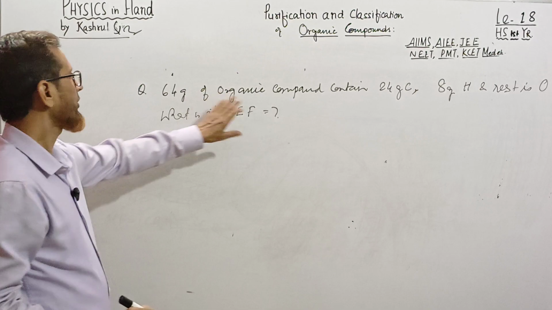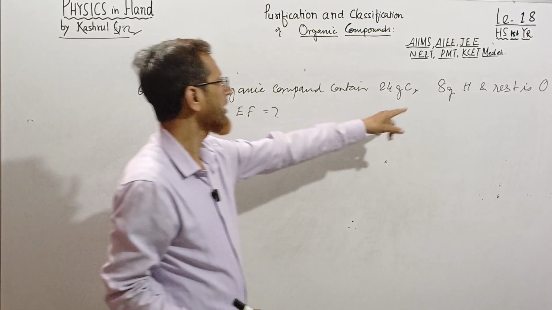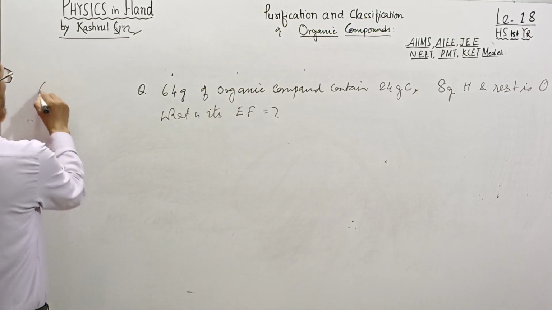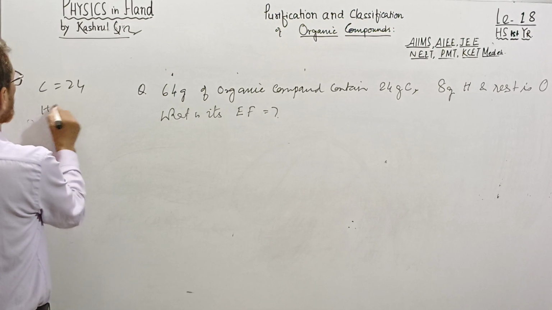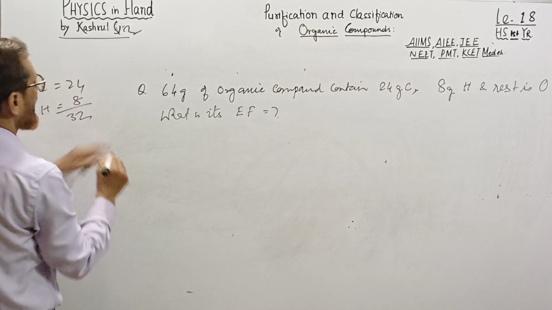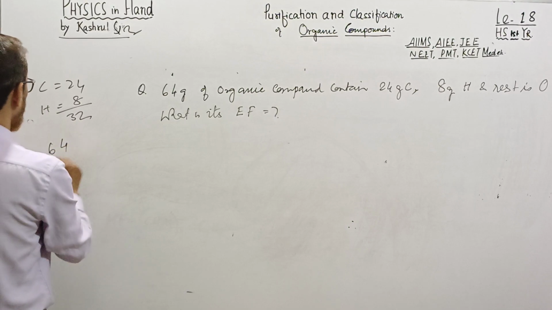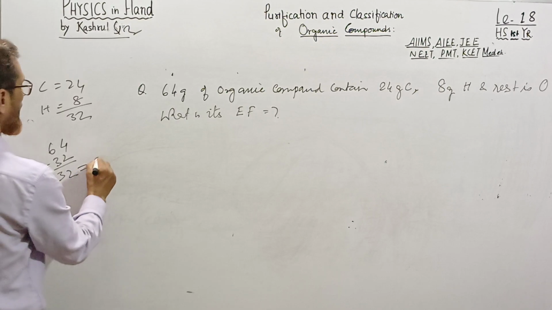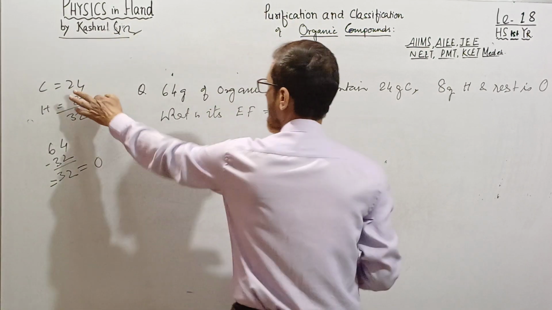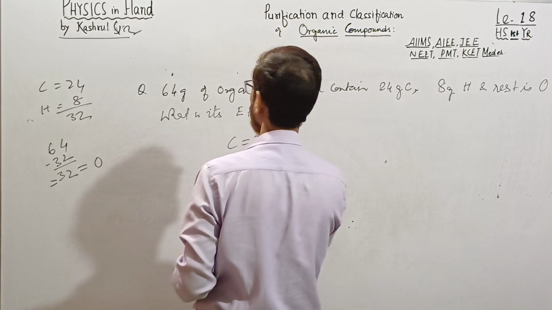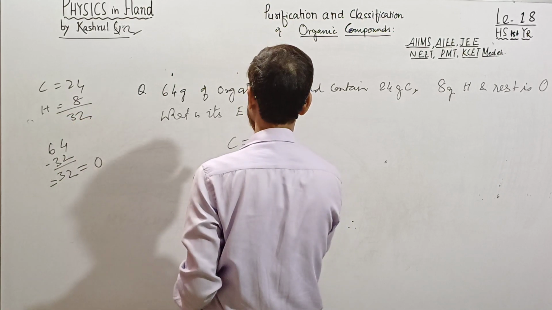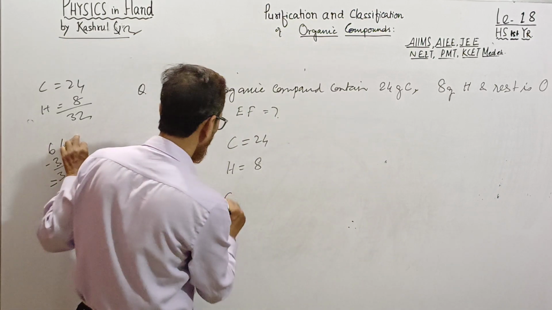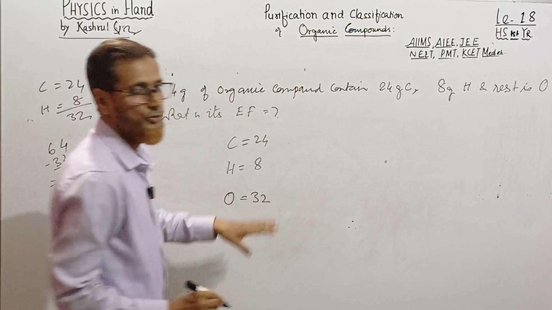Again, 64 gram of an organic compound contains 24 gram of carbon, 8 gram of hydrogen and the rest is oxygen. So carbon is 24 and hydrogen is 8, which means 32, and the total compound is 64. 64 minus 32 is equal to 32, and that amount is oxygen. Very simple calculation. You are given carbon is 24, hydrogen is 8, and the rest is oxygen, meaning 64 minus 32, so oxygen is 32. So we have calculated this one.